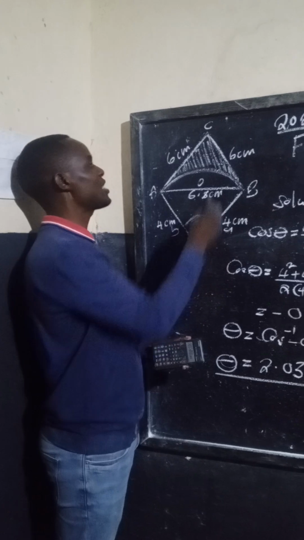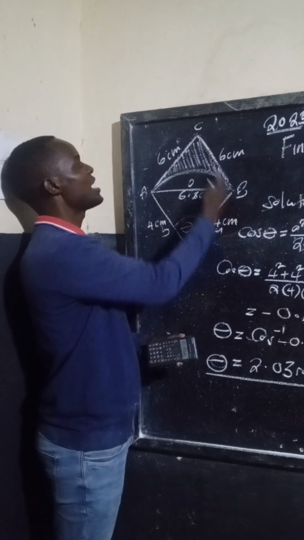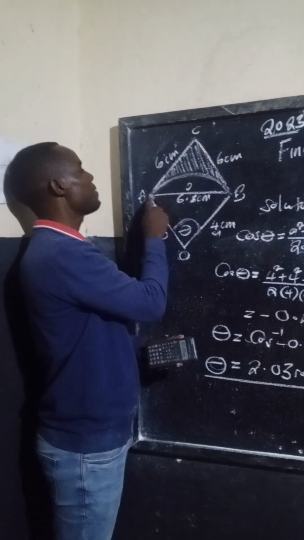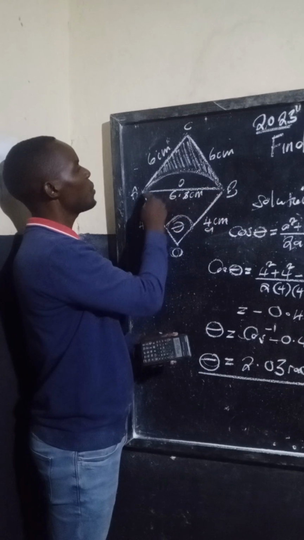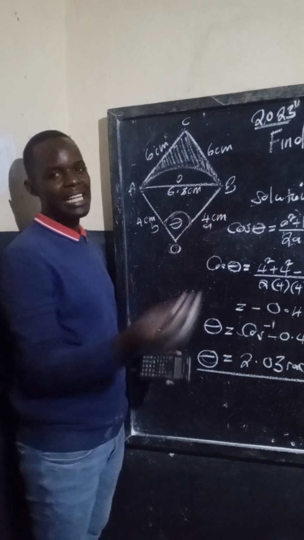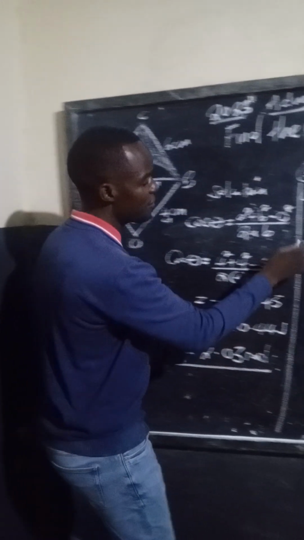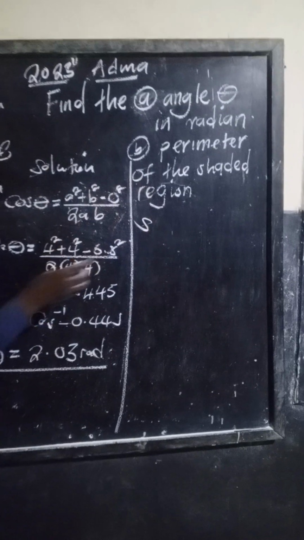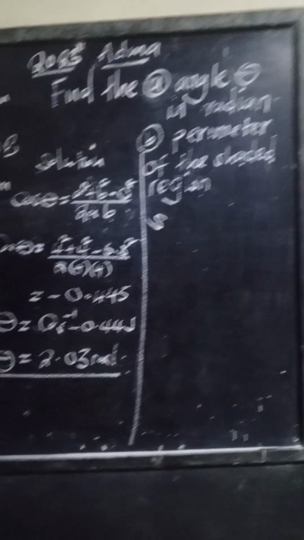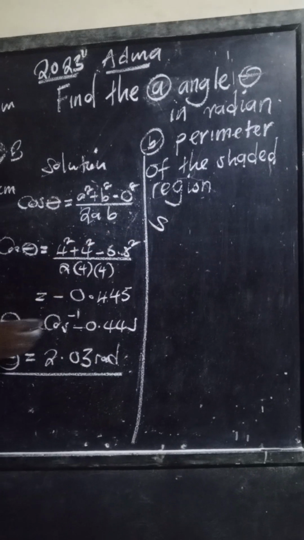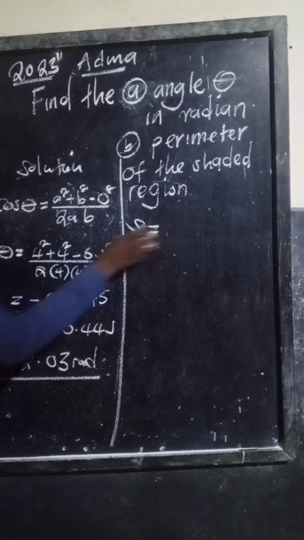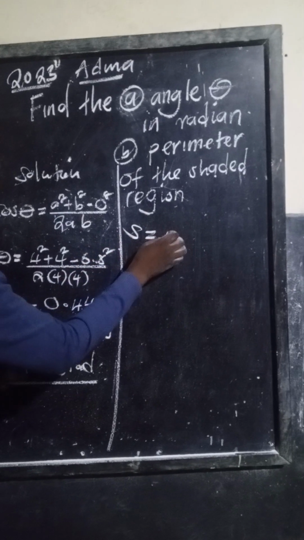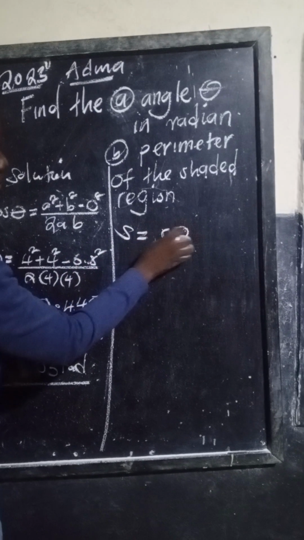So in this case, we know the distance from here up to there, and we know the distance from here up to here. But for this one, we don't know. How do we find the length of the arc in circular measure? We use the formula, remember that the length of the arc in radian measure is represented by s. So we say length s equals r theta.